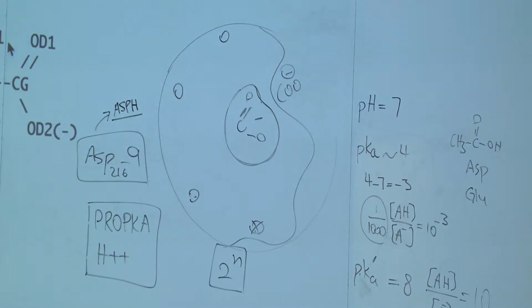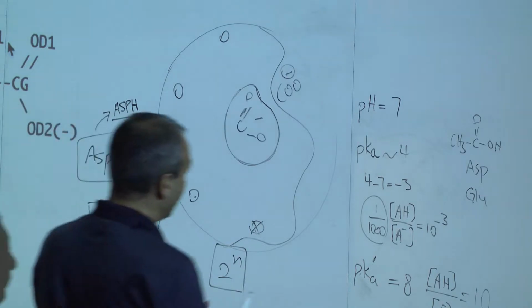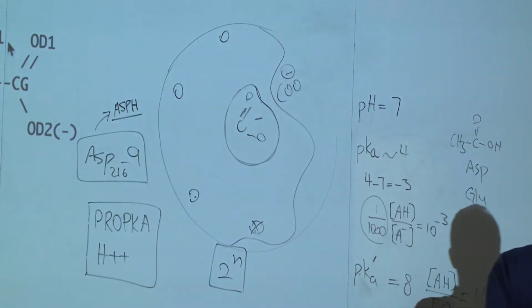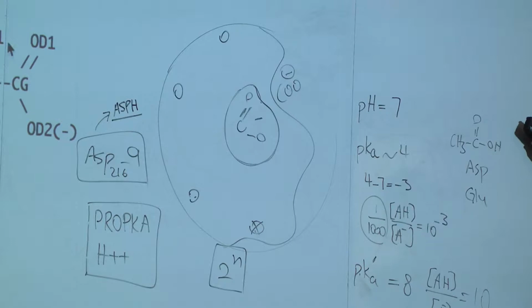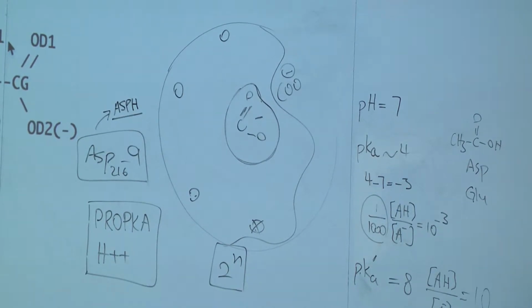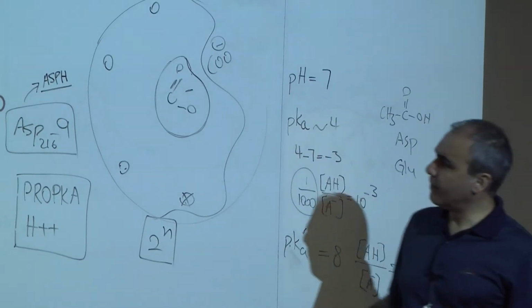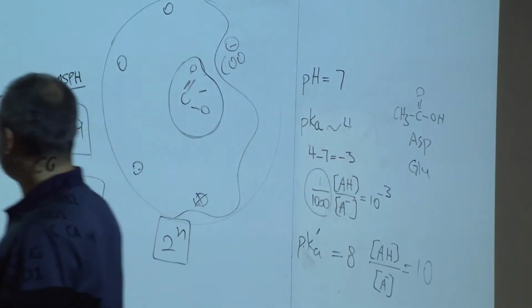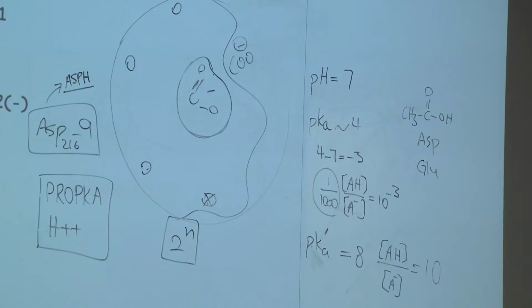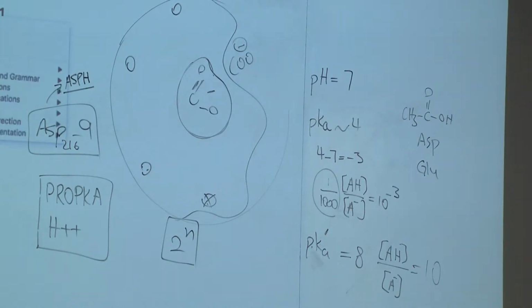Now for the case of aspartate and glutamates, it's not too bad. You know, pKa 4 is not too bad. For the case of histidine, it's going to be very tricky. Let me come to histidine. Let me go to the histidine case.